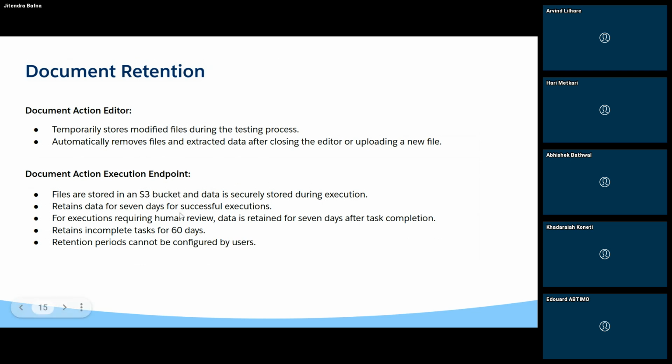So it will be removed after 7 days, right? For execution requiring human review data, as I mentioned, if the confidence interval is not matching the threshold, then the document, whatever data is extracted by the IDP, goes for human review. Basically, you have to go and review that document to check whether the information extracted is proper or not, right?